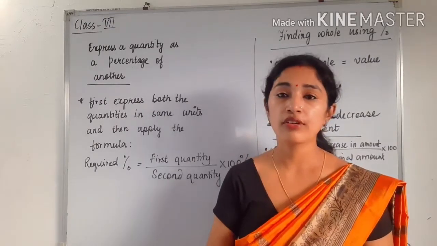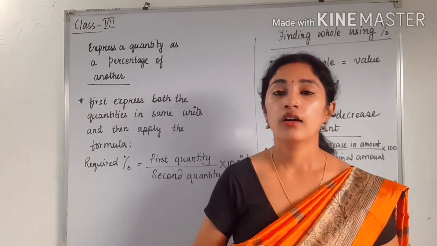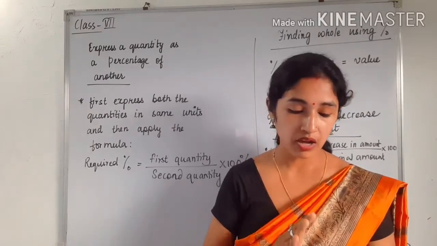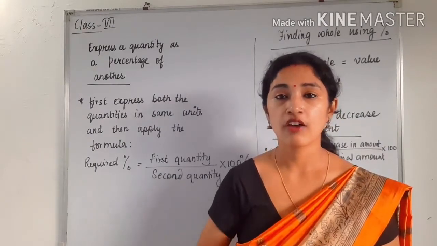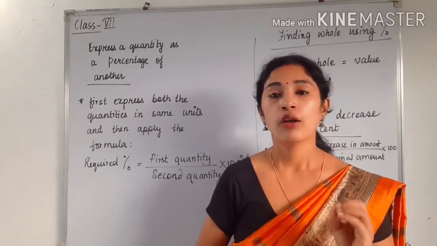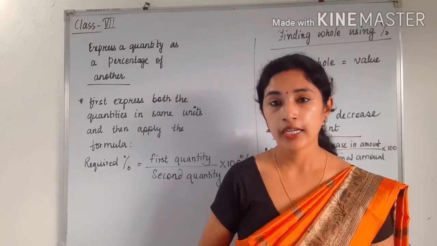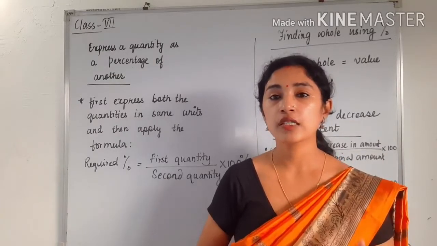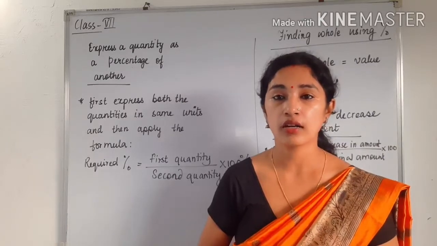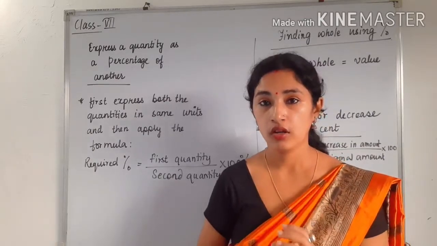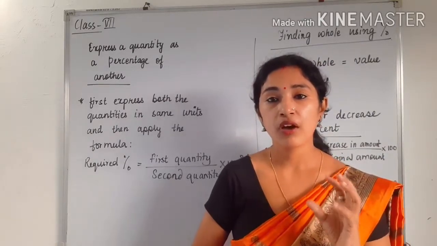Suppose you are having 6 subjects and in this half yearly exam one paper consists of total 80 marks. If you are having 6 subjects, then total will be 480 marks. That will be our whole.